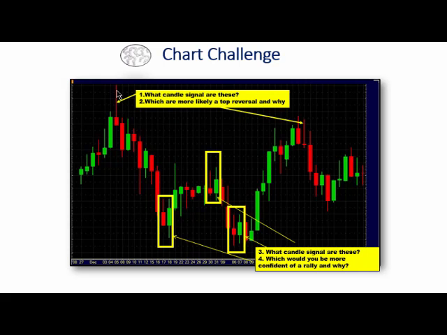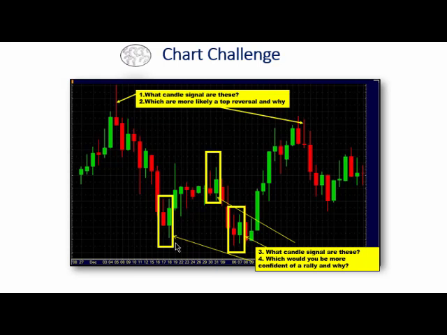Now, of course, I don't have it going back further, but if it did, and this shooting star confirmed a resistance area, I would be more nervous about that. But based on what I'm showing here, let's assume the shooting star is not confirming resistance. The correct answer, number 2, to which is more likely to be a top reversal and why? It's this, because it's confirming a resistance area.